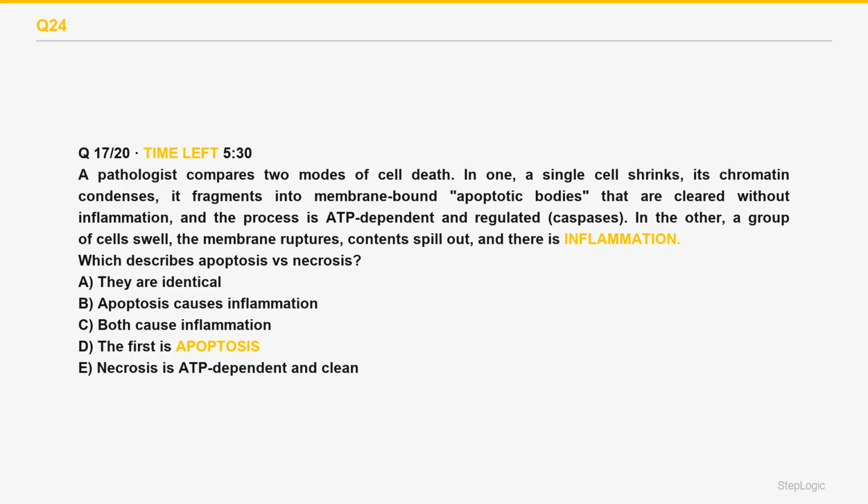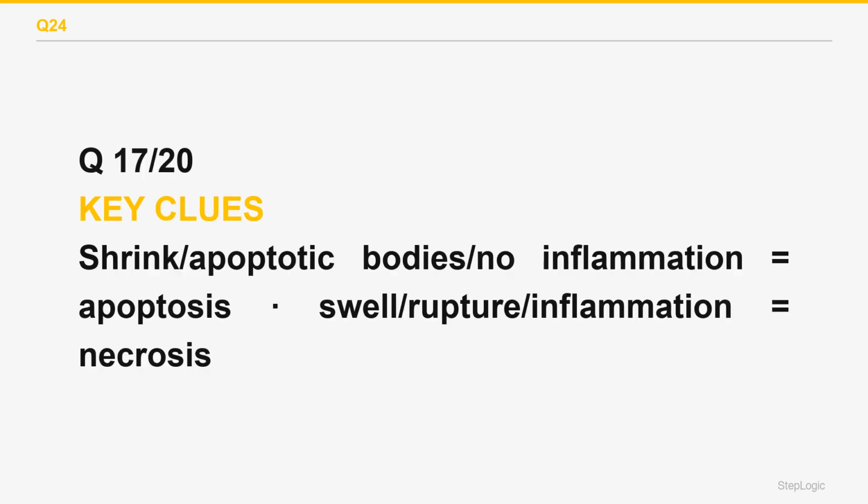Read the command: which is apoptosis versus necrosis. First, shrinkage, apoptotic bodies, no inflammation, caspases: apoptosis. Second, swelling, rupture, inflammation: necrosis. The first description is apoptosis.